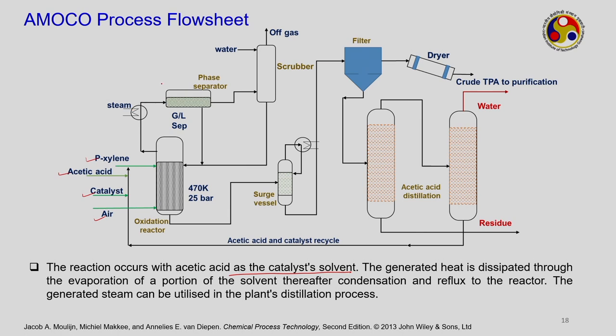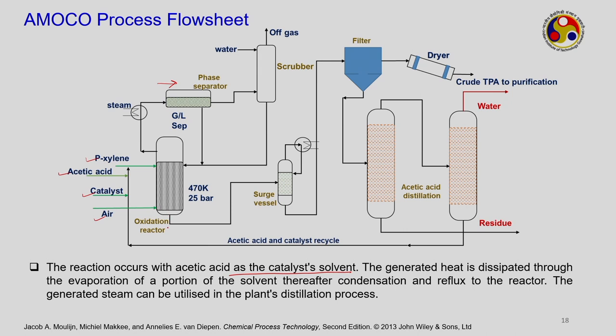It gets heated up by steam, it goes to a phase separator where there is a separation of gas and liquid. What you do is a scrubber is there, you take away the off gases through the introduction of water in the scrubber. Okay, then you send the remaining unreacted paraxylene or acetic acid back to the reactor. Okay, so only thing is already you will see the TPA crystals have started forming in this oxidation reactor. TPA will be starting forming in the oxidation reactor.